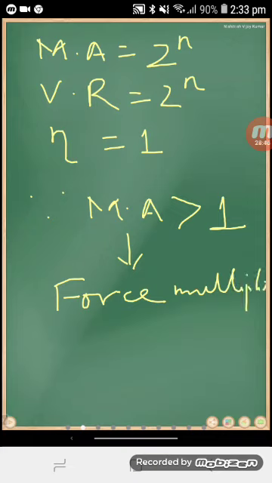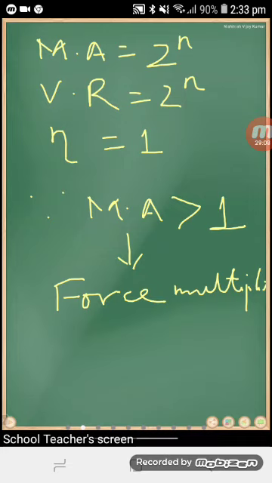Why we are studying this? We have already seen that in case of a single movable pulley, the mechanical advantage happened to be 1. In case of the two-pulley system it happened to be 2. But in case of the Archimedean system, it is increasing in exponential form.